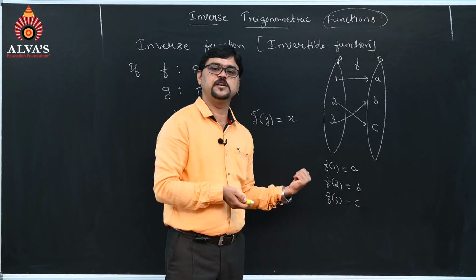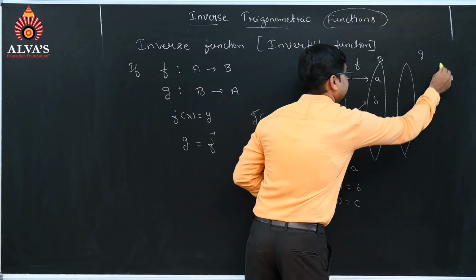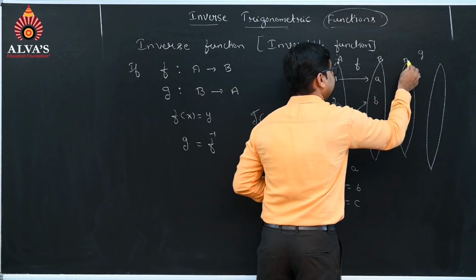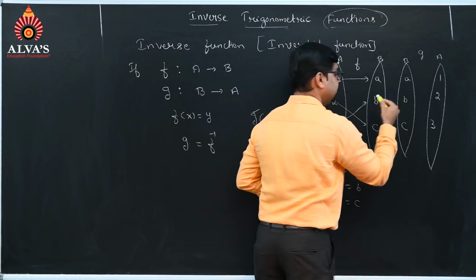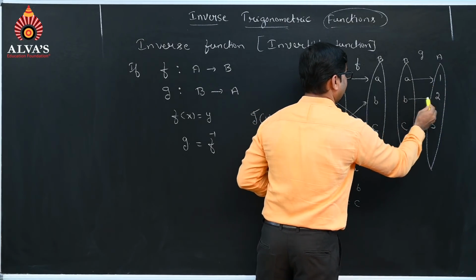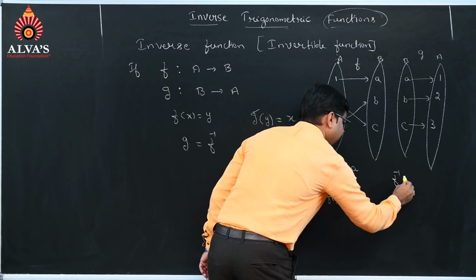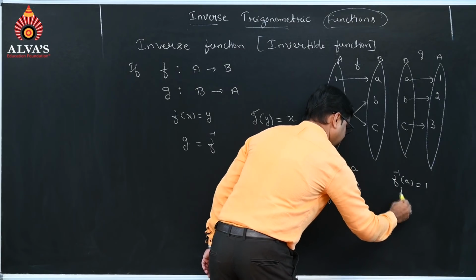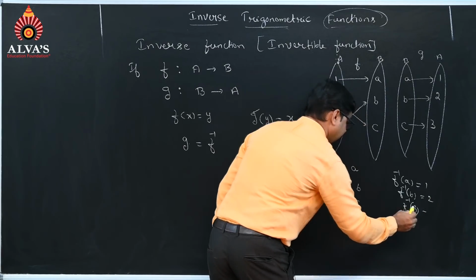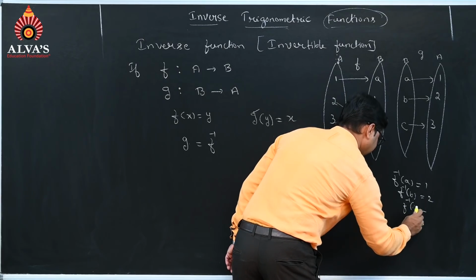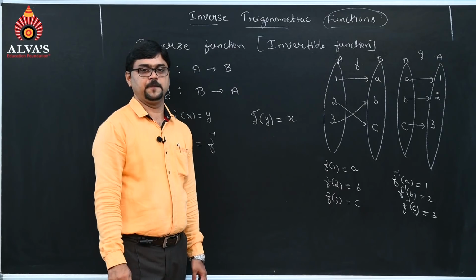Here the inverse of the function exists, so that we can say g is a function from B to A. If I take a, b, c and 1, 2, 3, so a goes to 1, b goes to 2, c goes to 3. So we can say f inverse of a equals 1, f inverse of b equals 2, f inverse of c equals 3. So that is the concept of invertible.